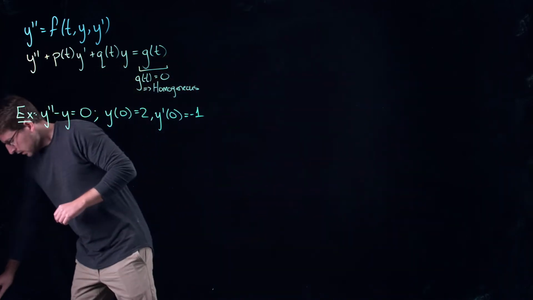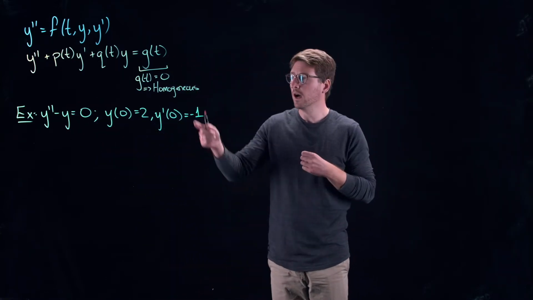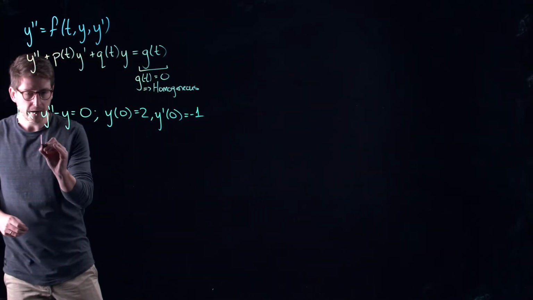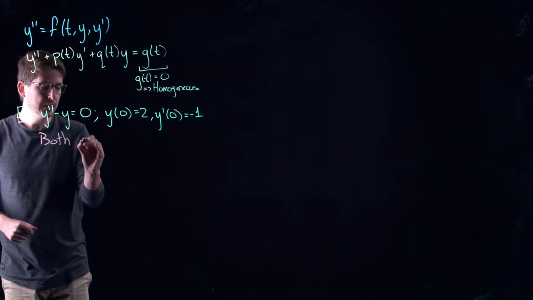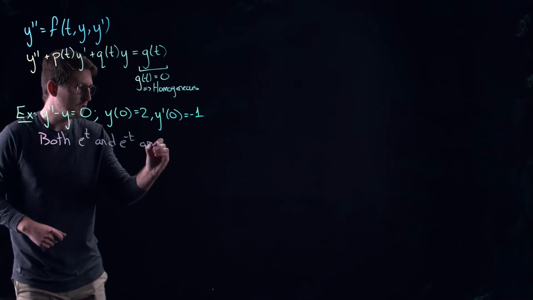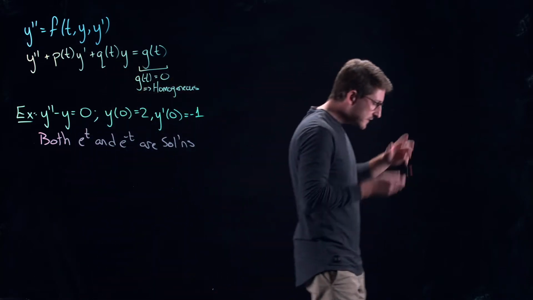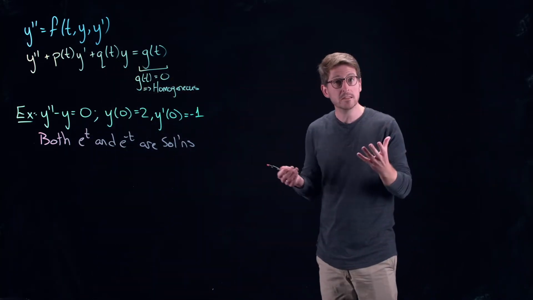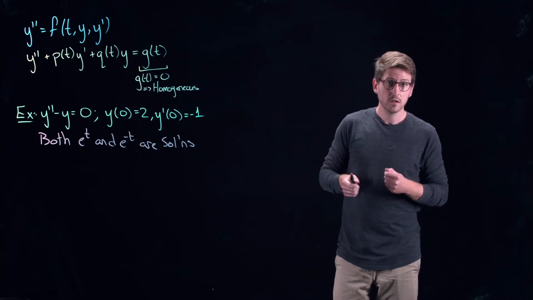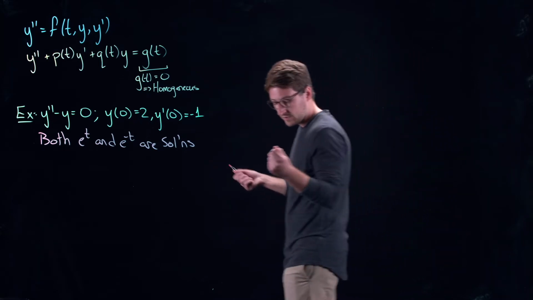Now, I'm not going to show you how to solve this right off the bat. You can probably look at that equation and tell me, hopefully, what solutions actually work in this thing. So, in fact, both e to the t and e to the minus t are solutions. Okay, so this is now another interesting piece of second order differential equations. I not only have 2 initial conditions, but I actually have 2 solutions. There are 2 different functions that satisfy this differential equation.